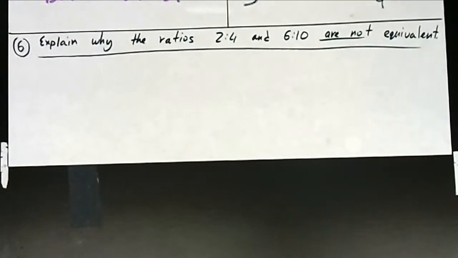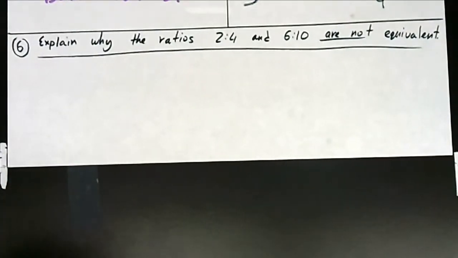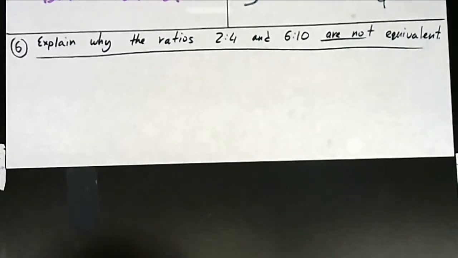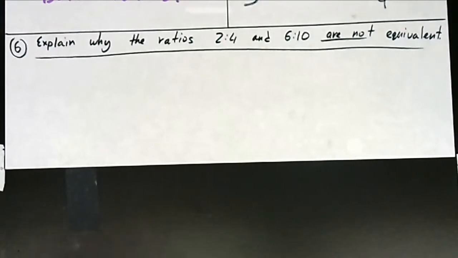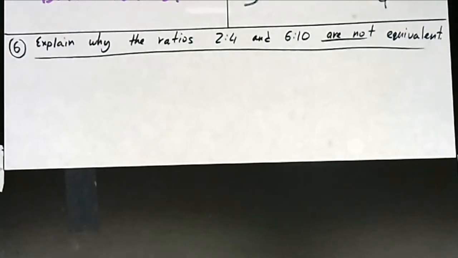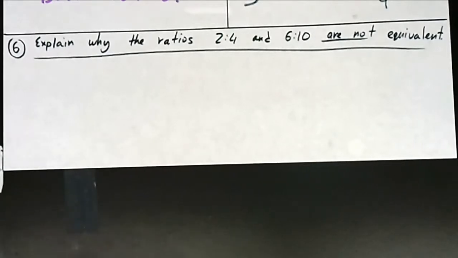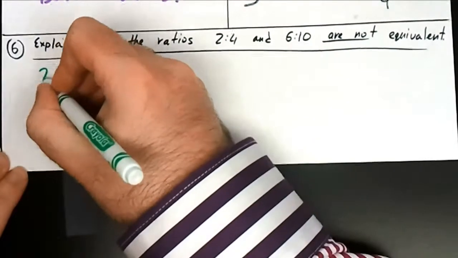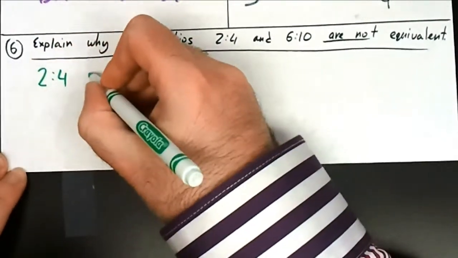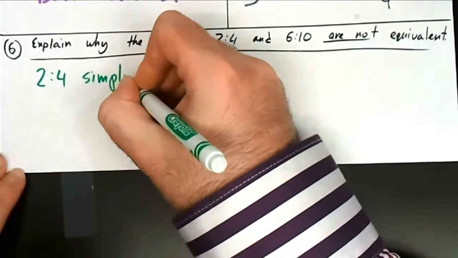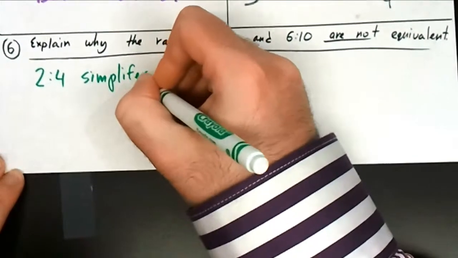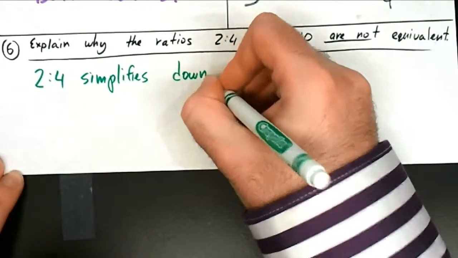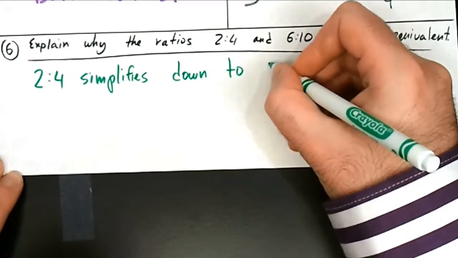For number 6, you're asked to explain why the ratios 2 to 4 and 6 to 10 are not equivalent. And you could show some work here as well as I will, or you can just write a statement about it. But this is what I would say. I would say 2/4 simplifies down to 1/2.